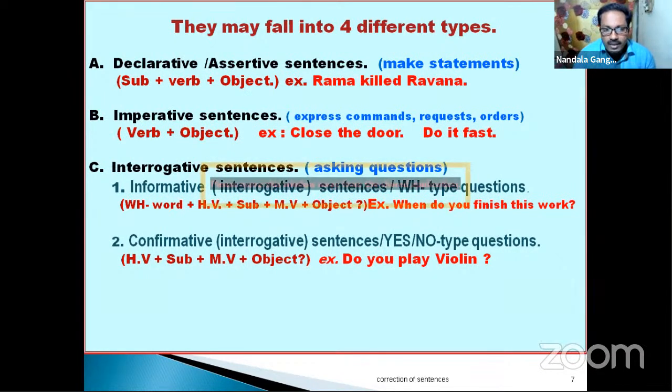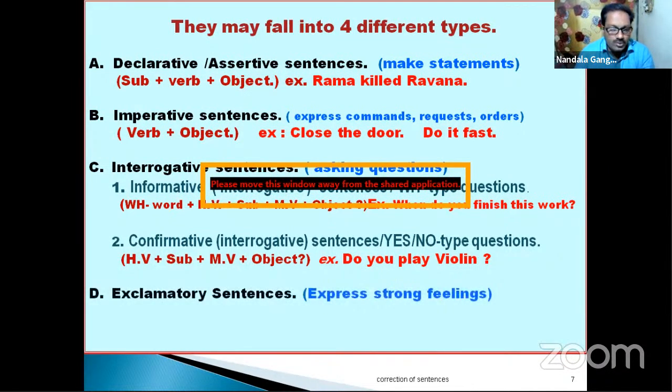Informative sentences ask for information. Whenever you pose a question like "When do you finish this work?", he has to give some information for this question. Whenever you ask a yes or no type question, he may not give information. He just gives his answer as yes or no. Do you play violin? Yes or no. So these kinds of sentences are called yes or no type questions.